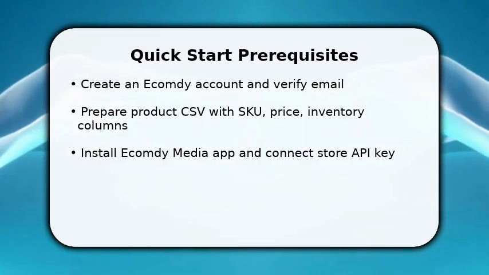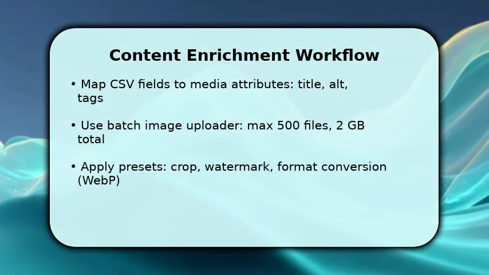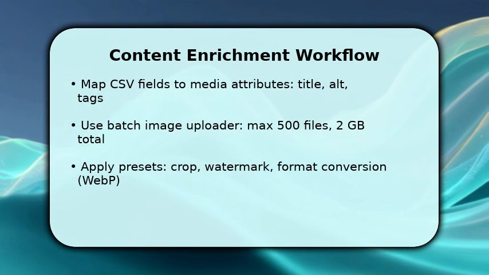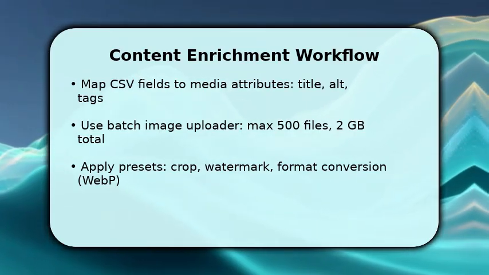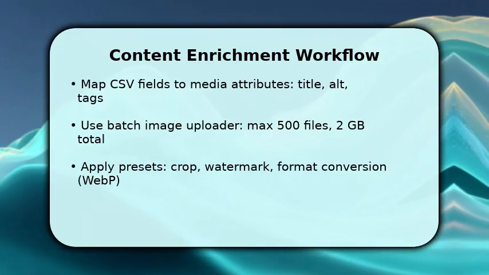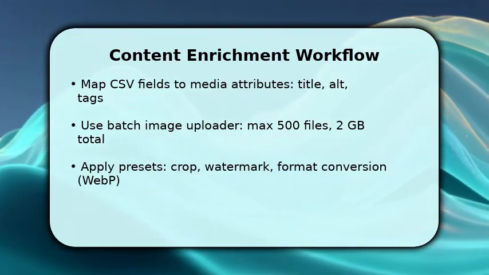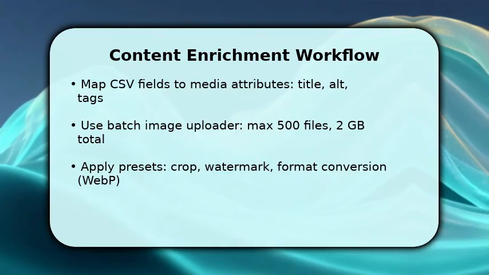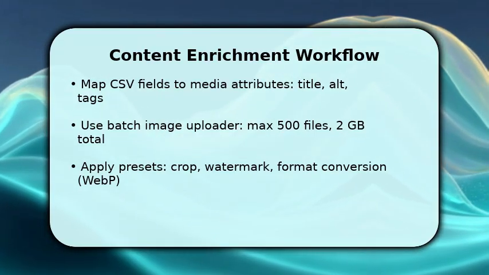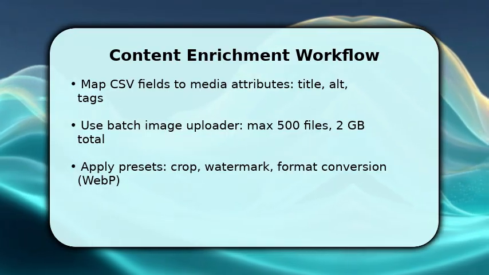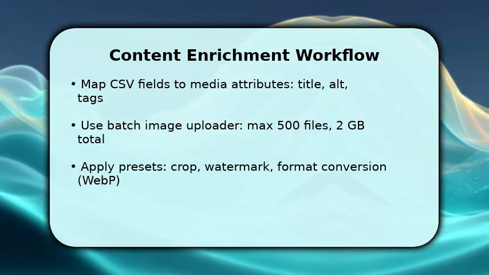You begin enriching media by mapping CSV fields to Ecomdy attributes: title, alt text, tags, and variant links. This ensures search and accessibility. Then you batch upload images and videos, observe the 500 files and 2 GB limits so you can process assets in one run. Once uploaded, apply presets like crop, watermark, and format conversion to WebP for faster loading.